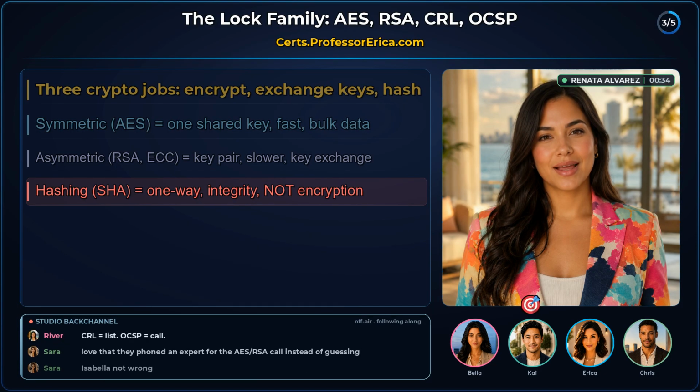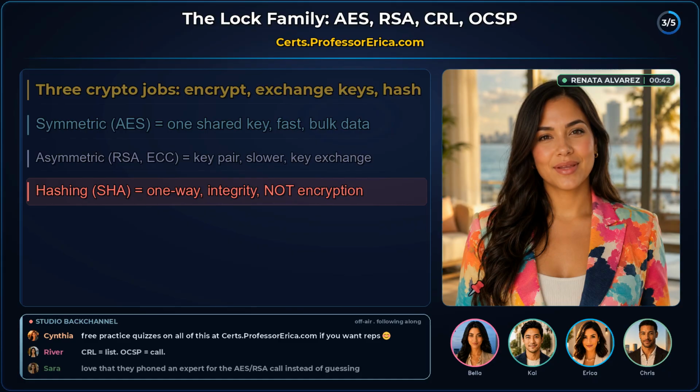Match the tool to the job. Symmetric for bulk speed, asymmetric for exchange and signatures, hashing for integrity. Confuse those 3 and both your points and real systems break. Thanks for having me on.